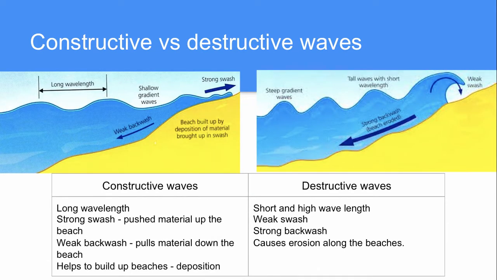Now we compare these constructive and destructive waves. Constructive waves have longer wavelengths, the distance between the peak of each wave, and there's a lot of swash, so it brings material up onto the beach, and the backwash is not so strong. Destructive waves have shorter wavelengths, taller waves and steep gradients. They come crashing in, with a weak swash going over it. It's not bringing in the material, but then it brings that material back down with a strong backwash, and the beach becomes eroded.